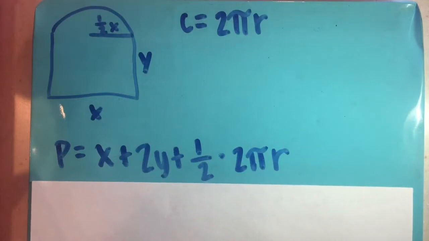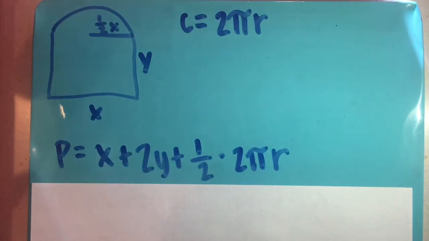So to start that off, we are given that the perimeter is 20 feet, but we need to find the equation for it. So we're going to say that perimeter equals x for the bottom length plus 2y for each of the side lengths plus 1/2 times 2 pi r. And we know that the circumference for an entire circle is 2 pi r, but since we only have a semicircle, we're going to multiply that by 1/2.